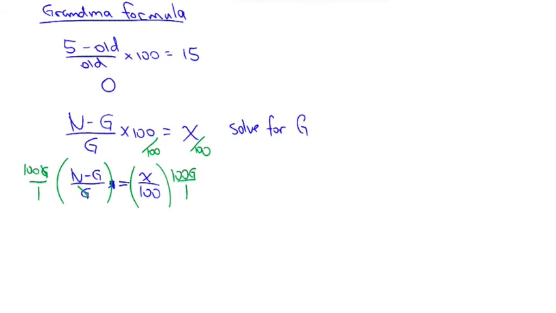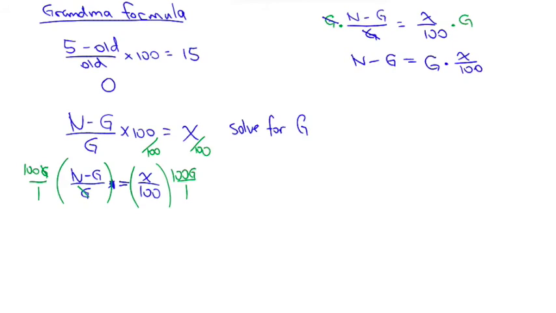I was doing too much algebra. Over algebrating. So let's start with n minus g over g is equal to x over 100. I really want to keep that x over 100 in place. So I really only want to multiply both sides by g. So multiply both sides by g. Okay. They cancel out on the left. So all you're left with is n minus g is equal to, I'm going to reverse the order, g times x over 100. G times x over 100.